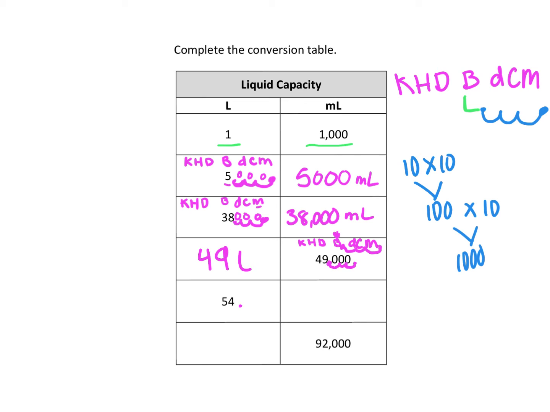54 liters. We need milliliters. We know that we have to swoop 3 times to the right, multiplying by 10 3 times, going 3 decimal places, which is 54,000 milliliters. And our last one, going from milliliters to liters, we already know we're going to move 3 decimal places to the left, dividing by 10 3 times, and we're going to have 92 liters.